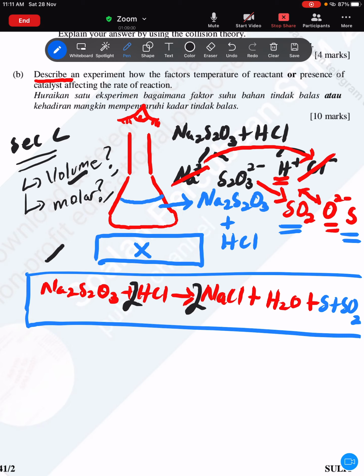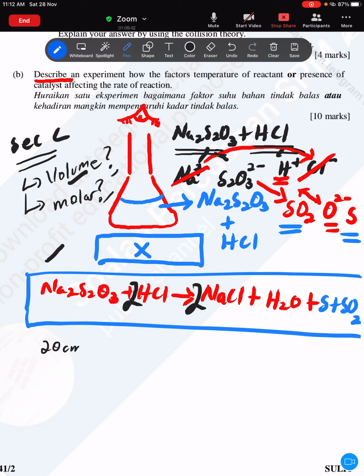So you need to know the volume and molar of the sodium thiosulfate, and the volume and molar of the hydrochloric acid. You might be wondering, sir, I do not know how much to put. Guys, as long as you put a logical answer, don't be too extreme. As long as the answer is logical, then it's acceptable. Understand? So, what will be the first one? Guys, sodium thiosulfate.